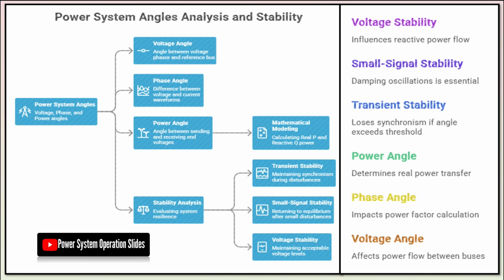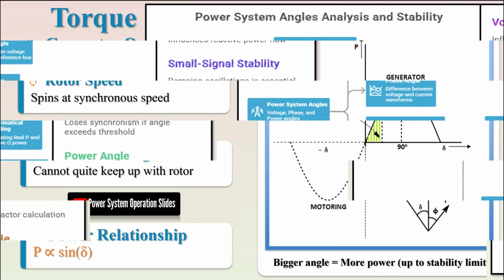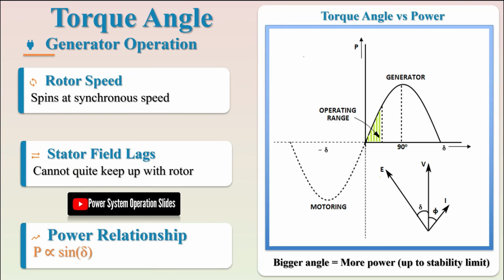This angle is particularly important for large industrial motors and utility generators, where it serves as a critical indicator of machine stability. If the load angle becomes too large, whether in a generator or motor, the machine loses its electromagnetic coupling and synchronization with the grid, leading to potential equipment damage and system instability.